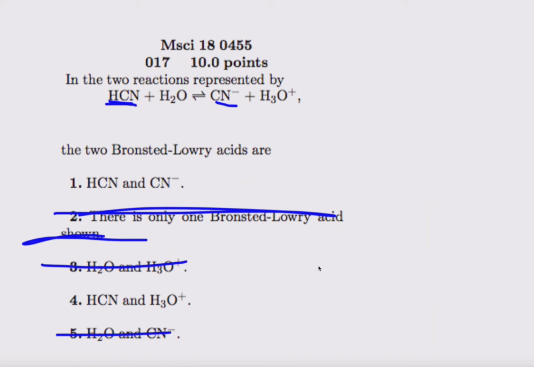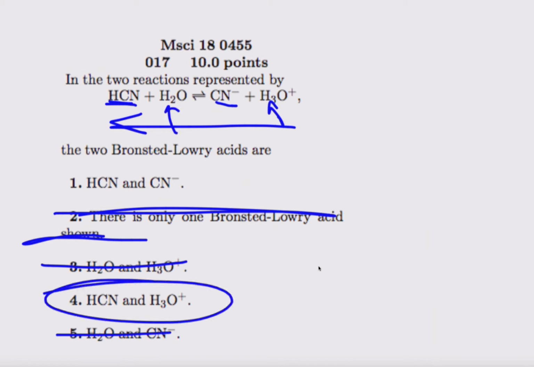Going the reverse, if we flip this around and look at it going in this direction, the thing that's going to lose the proton, lose the hydrogen, is the hydronium. H3O becomes H2O, so that means that the reverse acid, or the conjugate acid to the base of water, is the H3O plus, or hydronium. So we've got hydrogen cyanide and hydronium as the Bronsted-Lowry acids on either side of the equation.